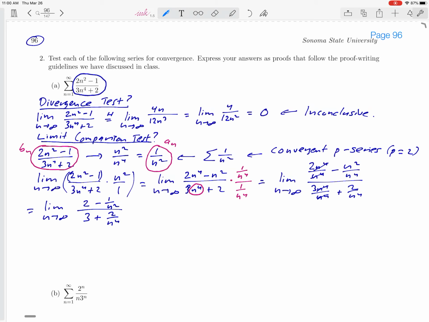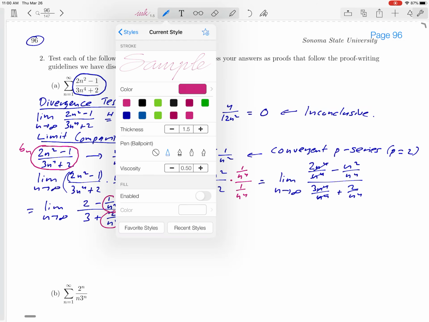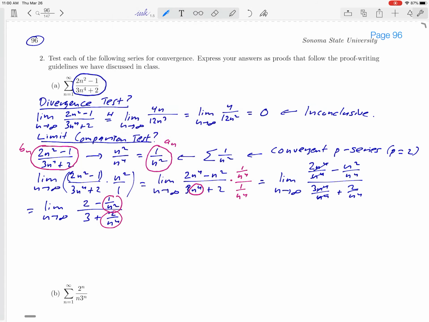What's nice about this way of writing it is we can ask the question, what happens as n goes to infinity? Well, notice that these two fractions are both going to go to 0 as n gets big. And so what do we get in the limit? Those two circled pieces are going to disappear, and we get 2/3. That's the value of c in the limit comparison test. And notice that it's positive and finite. That's what we want.